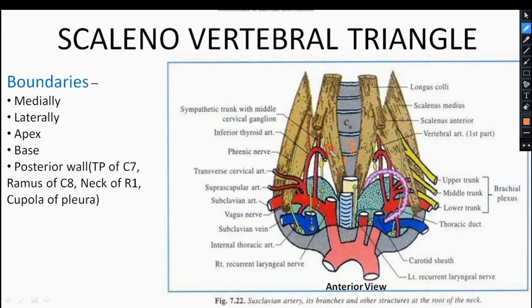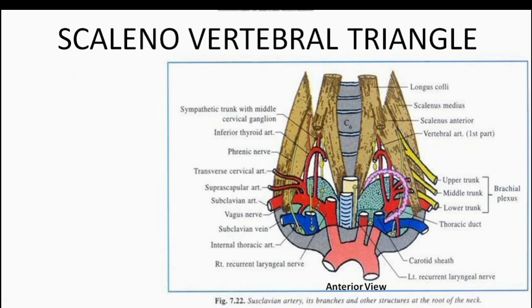Clear? Superior to inferior. What structures form the posterior wall? First is the transverse process of C7. Then ramus of C8. Then further, the neck of first rib. Then further moving down, here the cupola of pleura. Clear? So these are the important structures forming the posterior wall.